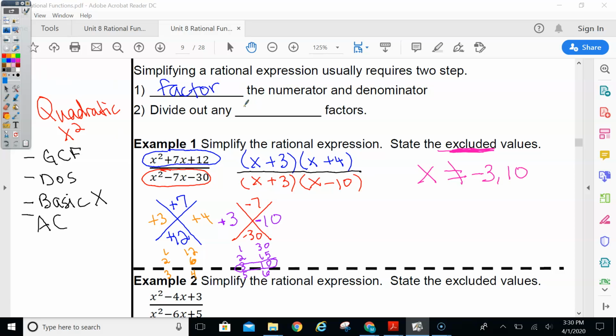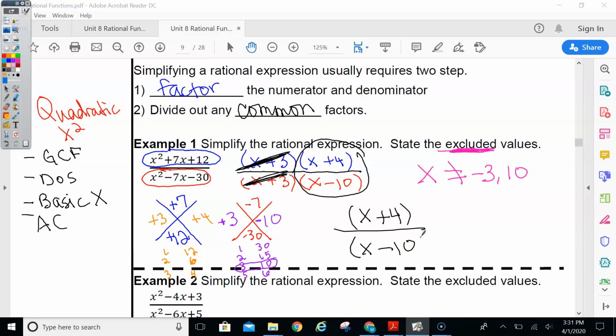And then you can just divide out any common factors. So the parentheses that's on the top and the bottom is the x plus 3. So this is my reduced answer. My final answer is x plus 4 over x minus 10. So that's what it means to simplify. Just reduce it by canceling out the common factor, but again, you have to factor it first. So set up your x's and cancel out the common one. So that's what we're going to do for example number 2 and 3 at the bottom.